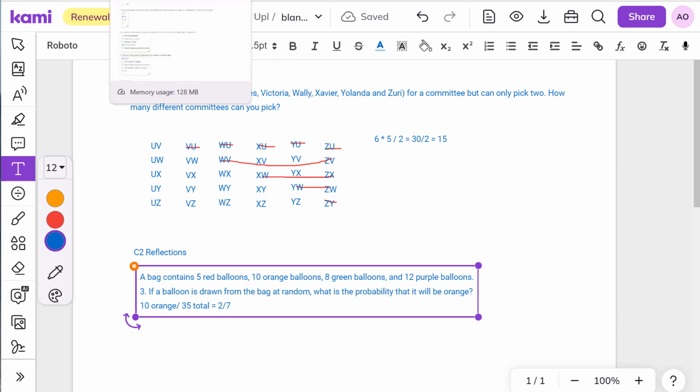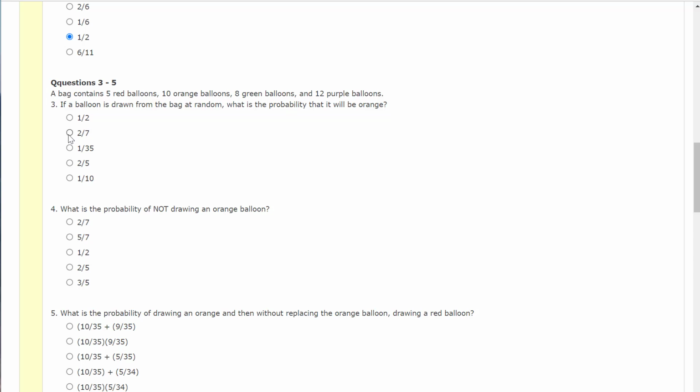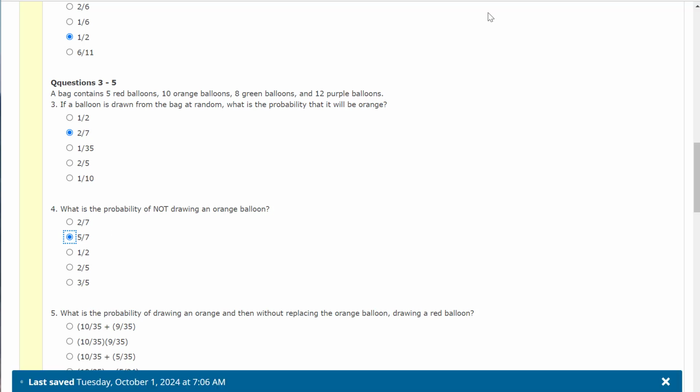Okay, so let's go to our problem. 2/7. There it is. What is the probability of not drawing an orange? Well, how much is left? 5/7, because 2/7 and 5/7 come up to 1. That's the complement. Or if I go 1 minus 2/7, which is 7/7 minus 2/7, that gives me 5/7.